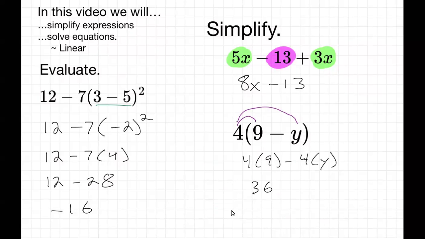With that, we'll have 36 minus 4y. All right. Now, that's the foundational skills we need. The order of operations is something we're going to use all the time. And as far as simplifying, combining like terms and distribution is definitely something we need to be comfortable with. So let's look at some problems where we can practice it.